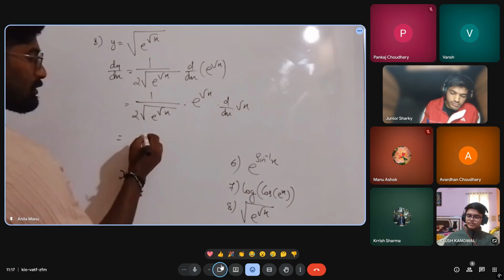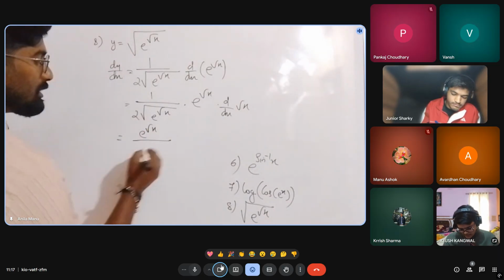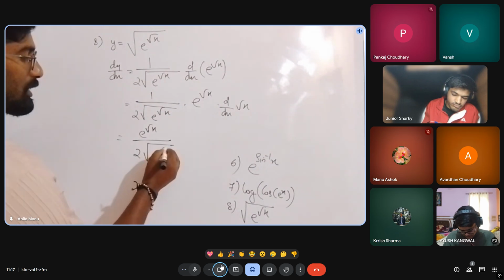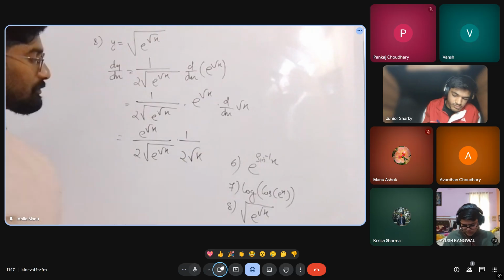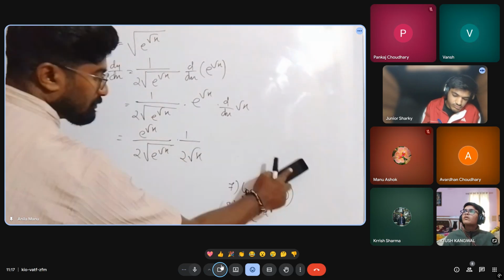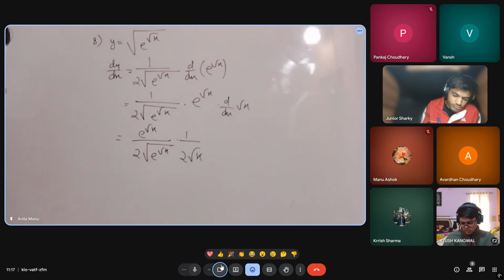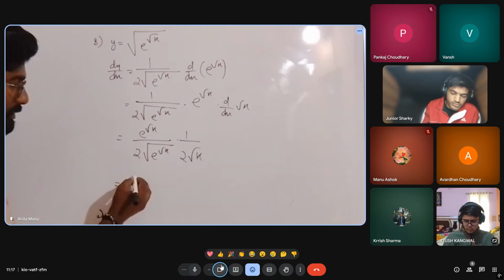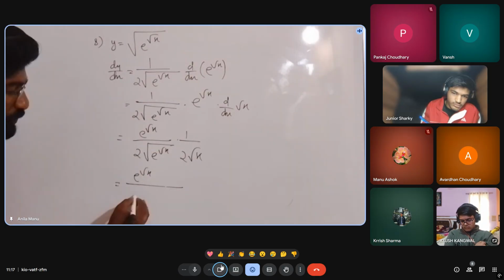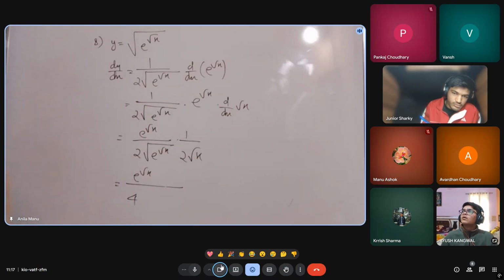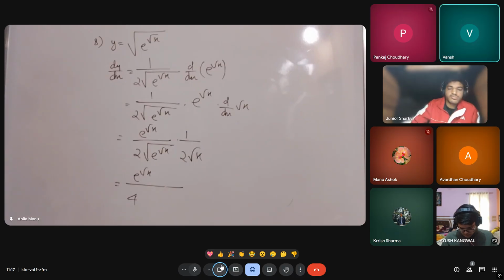Which is equal to e raised to root x by 2 into root e raised to root x, into the derivative of root x, 1 by 2 root x. See, you can write it as e raised to root x divided by 2 into 2, 4. And listen, we have studied one property in grade 9. What is that property? Under root we can multiply.